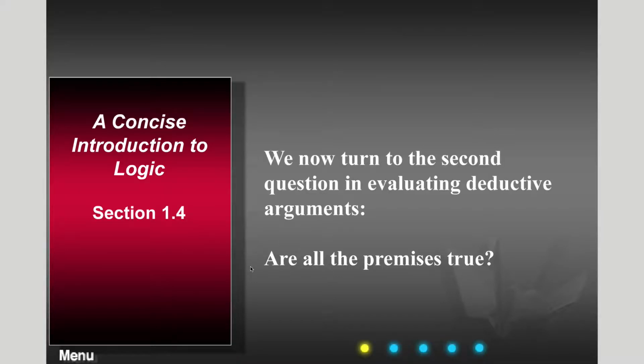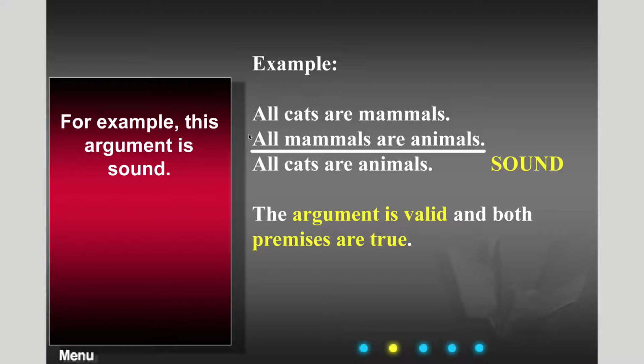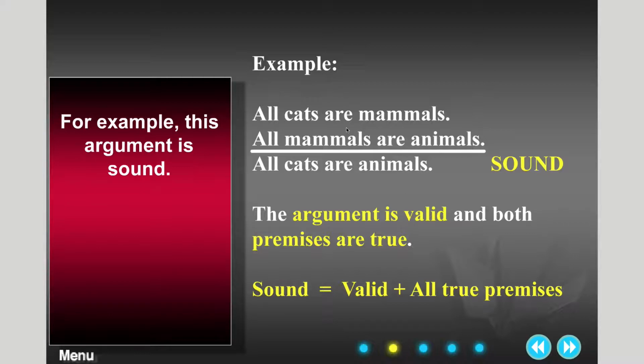But we now turn to the second major question when it comes to deductive arguments. Are the premises actually true? If the argument is valid and all the premises are true, the argument is said to be sound. Okay? This is extremely important. So for example, all cats are mammals, all mammals are animals, therefore all cats are animals. Now we saw this before. Okay? That this is a valid argument.